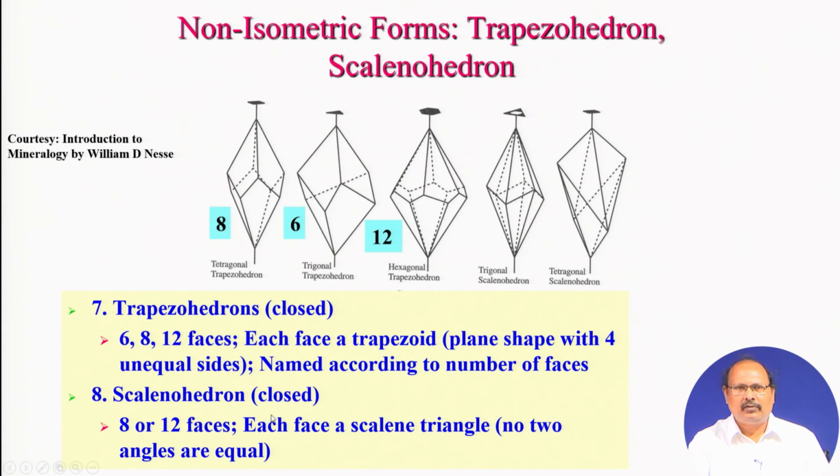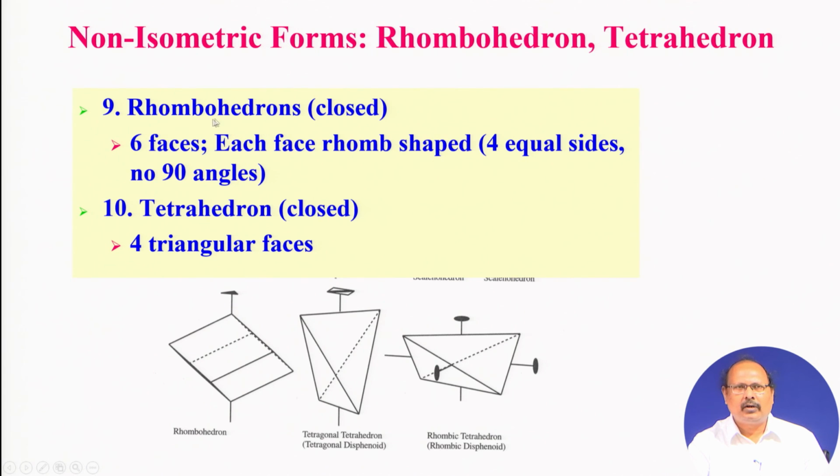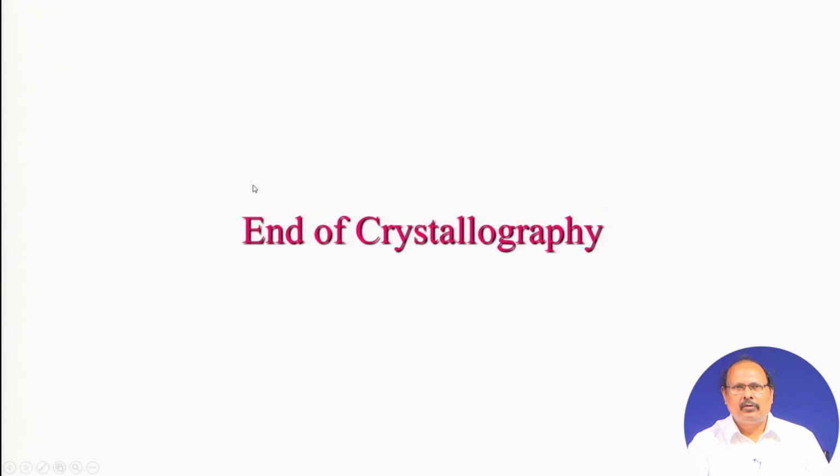And the scalenohedron is a closed form. It is a collection of 8 or 12 faces, each face is a scalene triangle, with no two angles equal. And the remaining two non-isometric crystal forms: one is called the rhombohedron, a closed form consisting of 6 faces, each face rhomb shaped. This is an example of a rhombohedron. And you also have the tetrahedron, a closed form with 4 triangular shaped faces. With this, I come to an end to this course on crystallography.